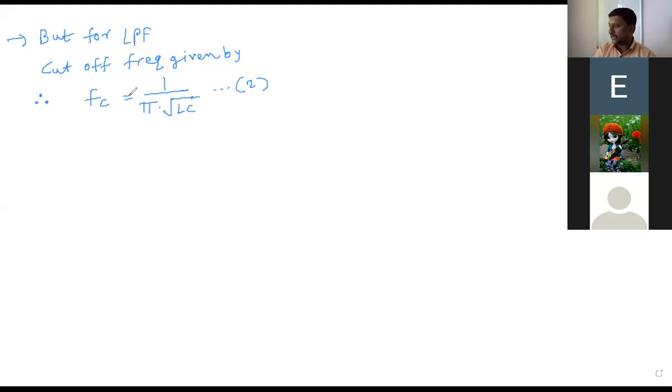Now equation 1 and equation 2 are with you. So put this value, 1 upon pi into under root LC, that is present in equation number 2, into equation number 1.